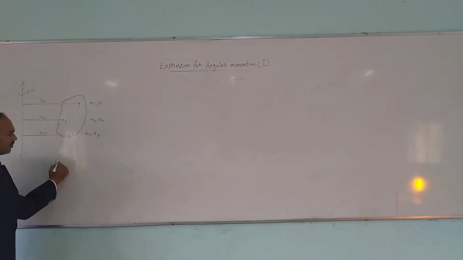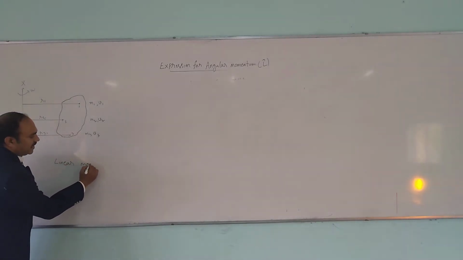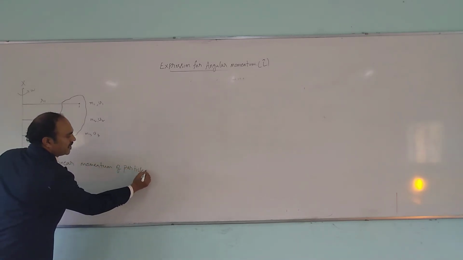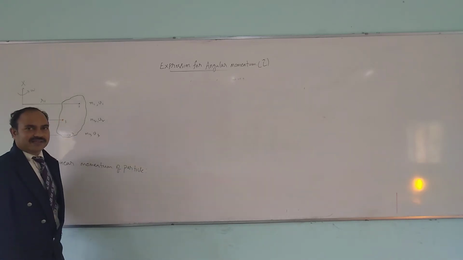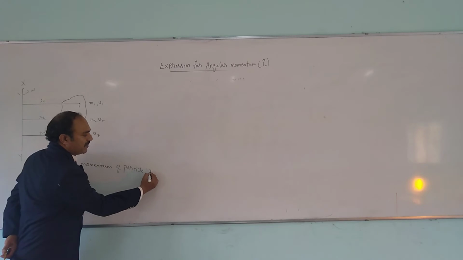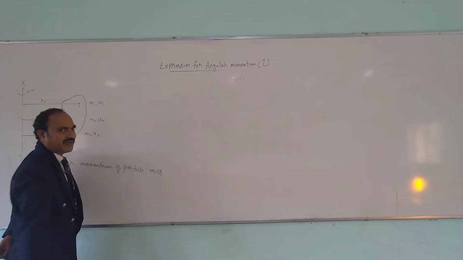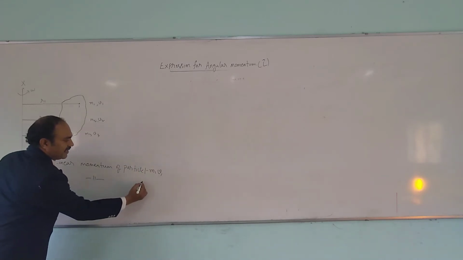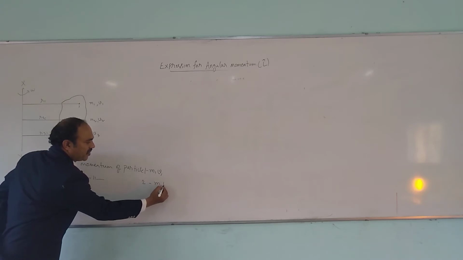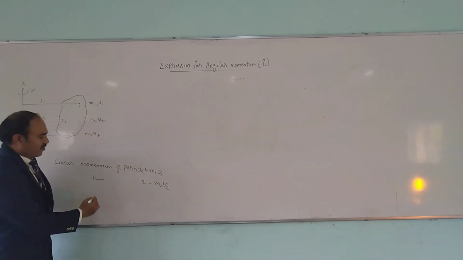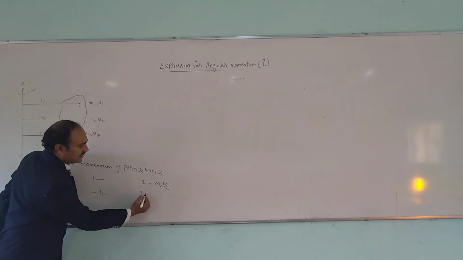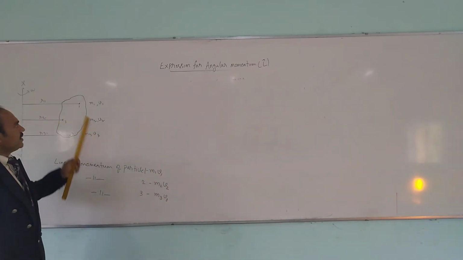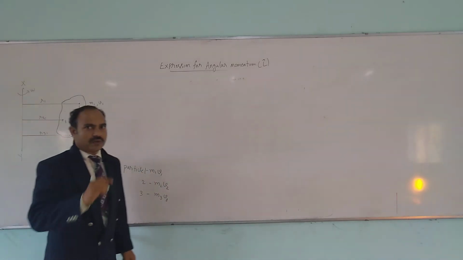So what is the linear momentum? The linear momentum is nothing but the product of mass and velocity. For particle 1, the linear momentum is given by m1 into v1. Similarly, the linear momentum for particle 2 is given by m2 into v2. The linear momentum of particle 3 is given by m3 into v3. Now we know the linear momentum of particles 1, 2 and 3.